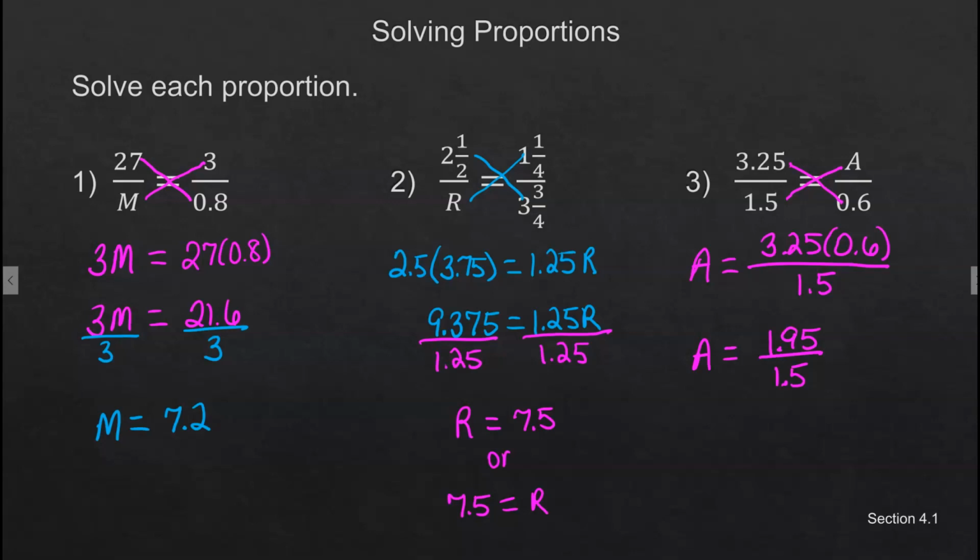Trying to write better here. And I end up with 1.3. Now, of course, you can show the cross multiplying in the other way. I just wanted to show you this is true every time. Multiply the two numbers that don't have a variable, divide by the number with the variable. It will work every time.